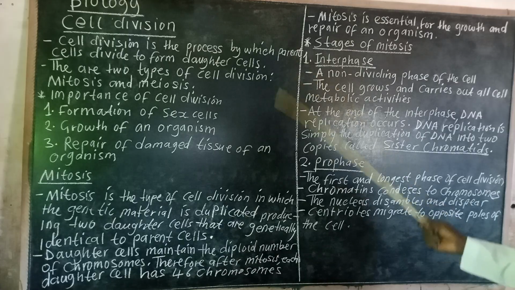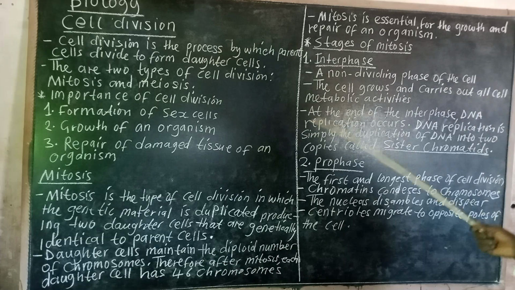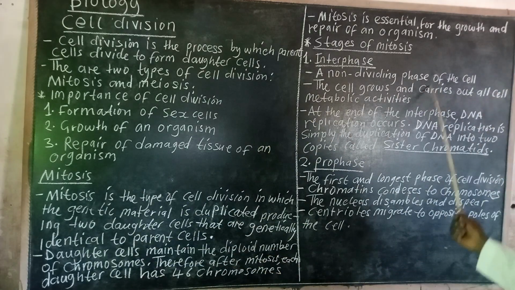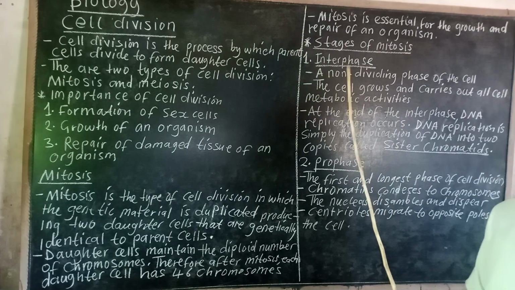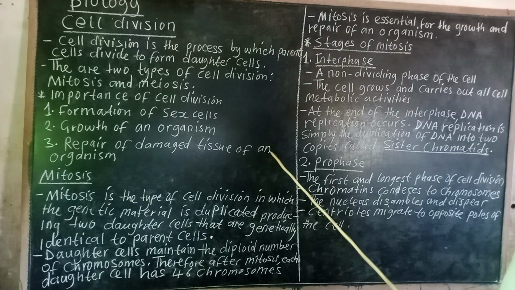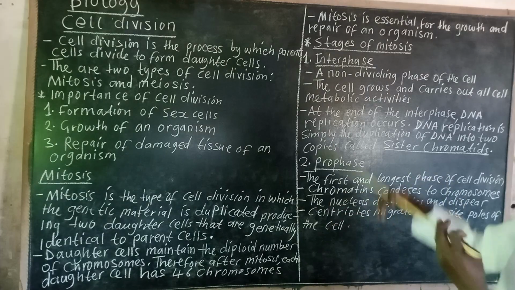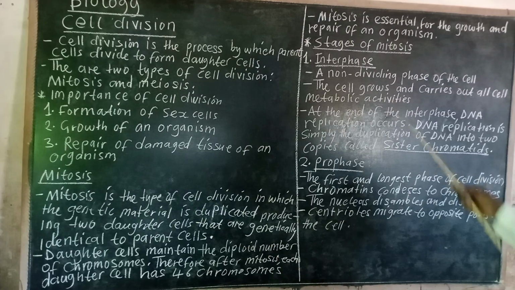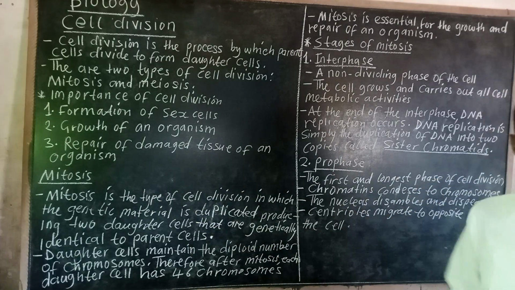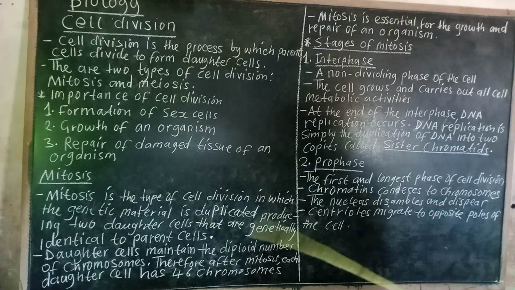So interphase, what is it? Interphase is the non-dividing phase of the cell, meaning the cell is not dividing. Then 2, the cell grows and carries out all cell metabolic activities. This is where the cell grows and carries out all the metabolic activities. That is done during interphase.